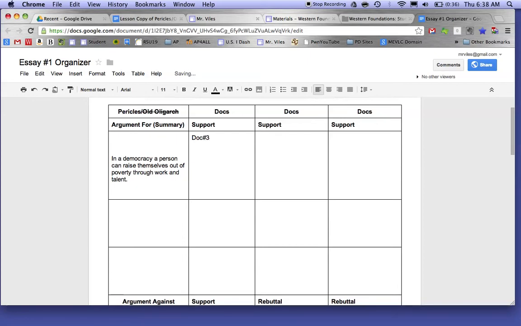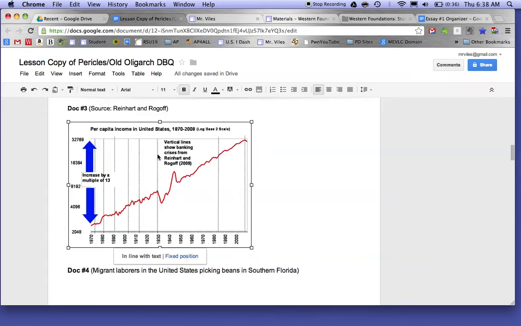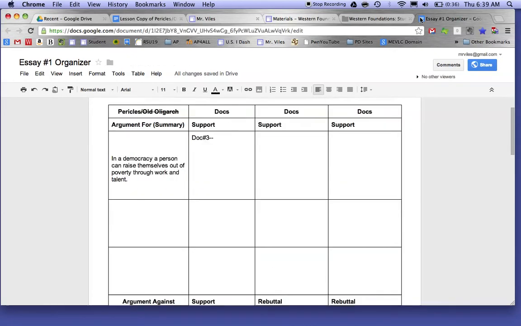Document 3 becomes a great piece of support for this argument of Pericles. And why? Well, if I'd gone through and made a comment on document 3, it might have said over here, seems like incomes are rising over time in America. That's the very sort of thing right here. Support for document 3: chart shows income rising over time in U.S. But that would be an example of how you start to fill in this chart.